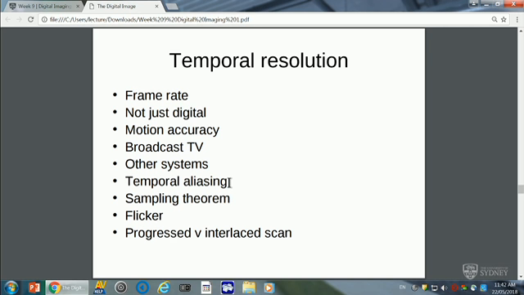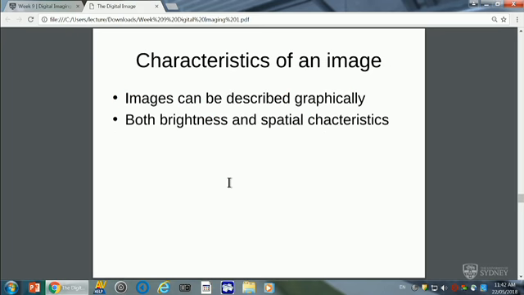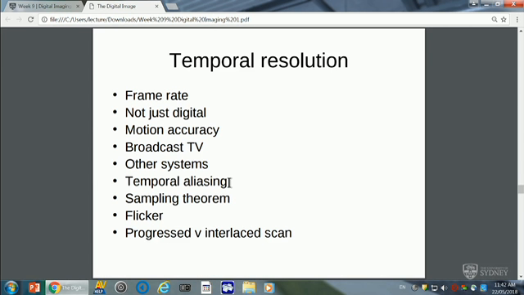And you can have progressive or interlaced scan. For those who are interested, it really doesn't matter here, but progressive basically means you write every line in turn. Interlace means you do line 1, 3, 5, 7, 9, and so on. Then the next scan has 2, 4, 6, 8. So it's sort of an interlaced appearance when you're refreshing these images. And I think that's temporal resolution.